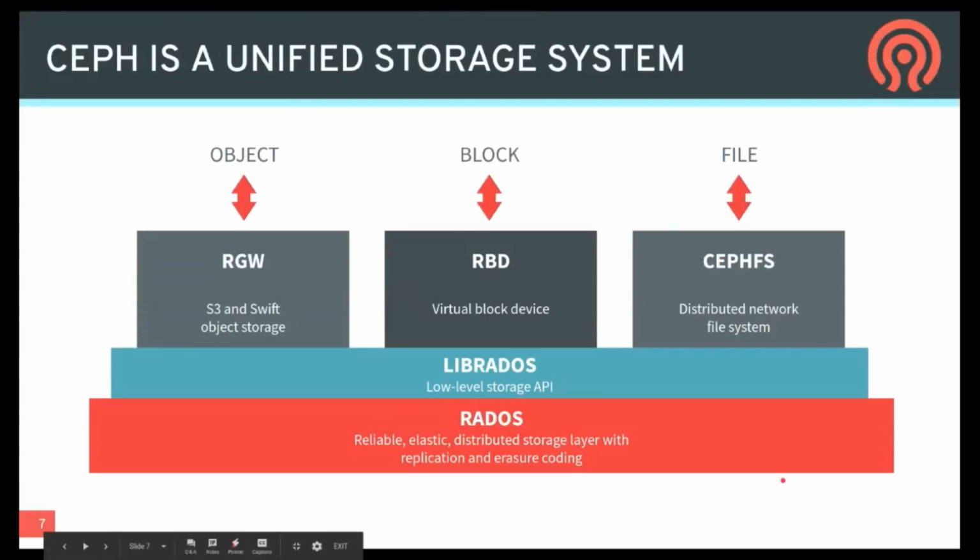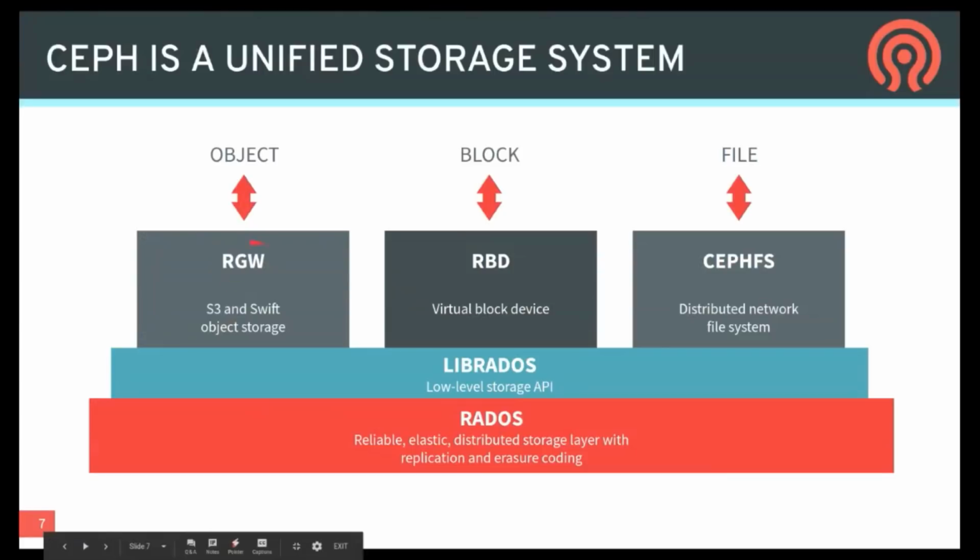RADOS is the reliable, elastic, distributed storage layer that makes sure that data is replicated and handles all the hardware details, handles data placement, migration, rebalancing when you add and remove hardware, all of that to provide this underlying, reliable, and highly available storage layer. And then on top of that, we have different components to provide different types of APIs.